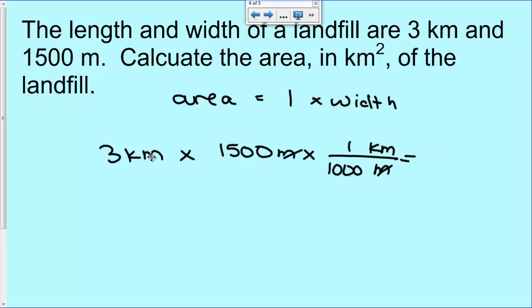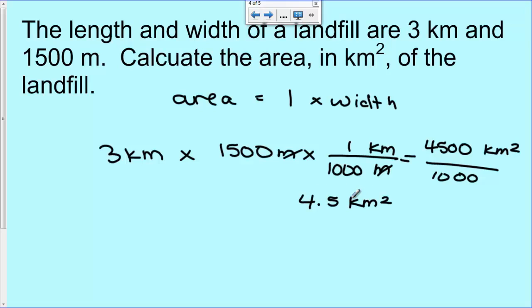We have 4,500 kilometers squared divided by 1,000. So the answer would be 4.5 kilometers squared.